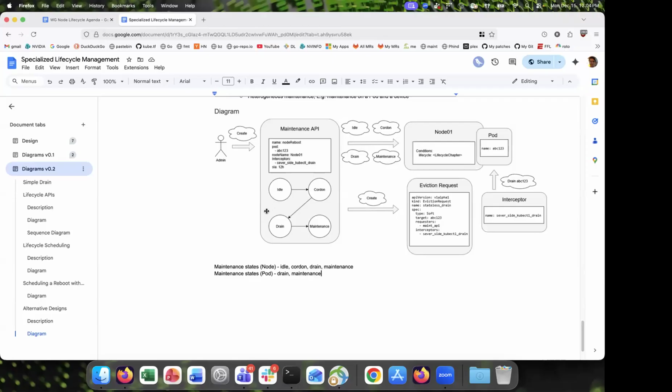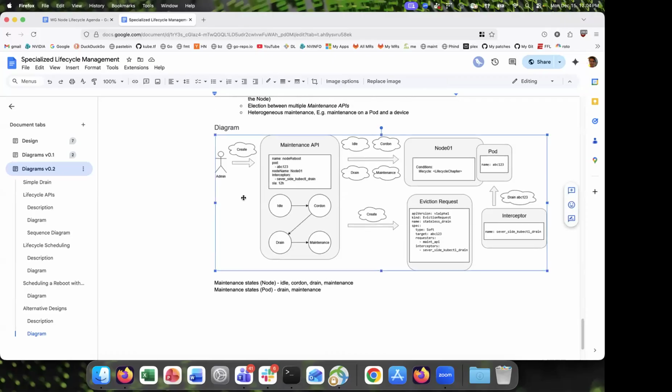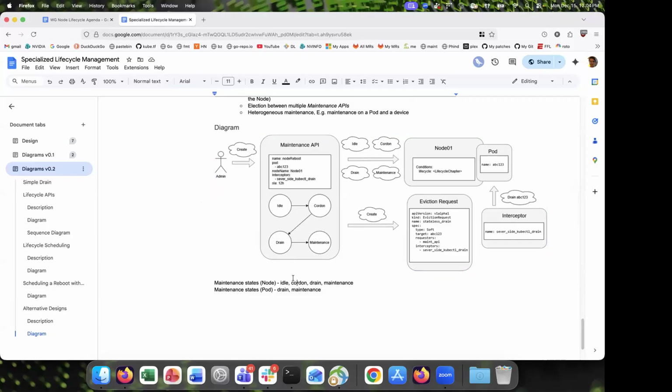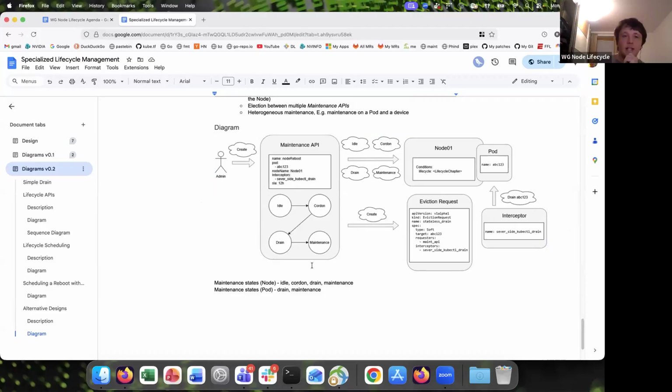But what you're thinking is that we have a centralized resource for coordination, right? Which would be what I'm calling the maintenance API here. Yeah, I would describe it as dynamically creating a graph of the maintenance by all the controllers.